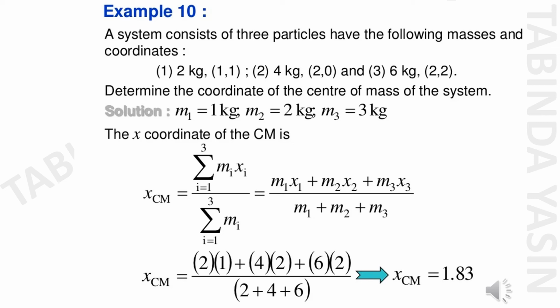The x coordinate of the center of mass is xcm is equal to summation i is equal to 1 to 3 of mi xi over summation i is equal to 1 to 3 of mi. That gives m1 x1 plus m2 x2 plus m3 x3 over m1 plus m2 plus m3. That gives xcm is equal to 2 into 1 plus 4 into 2 plus 6 into 2 over 2 plus 4 plus 6, and that gives xcm is equal to 1.83. That is the center of mass of all the three masses, that is the center of mass at 1.83 meter.